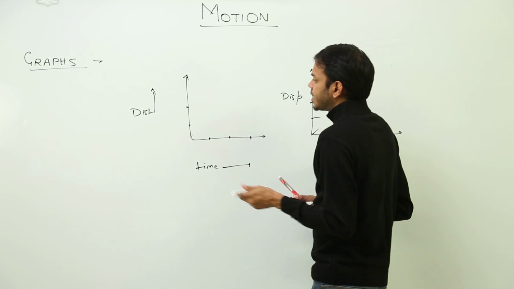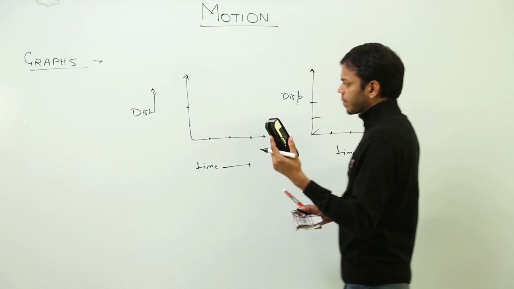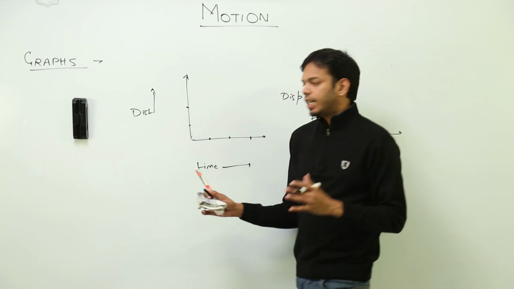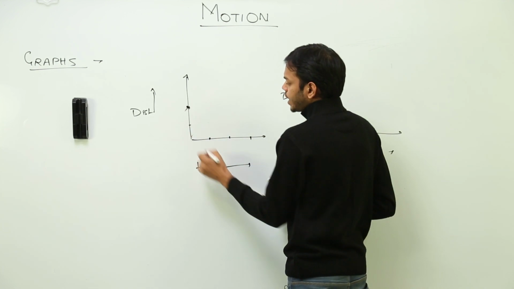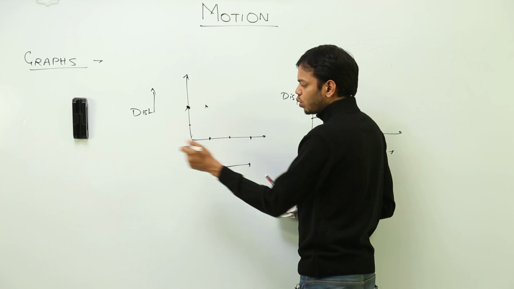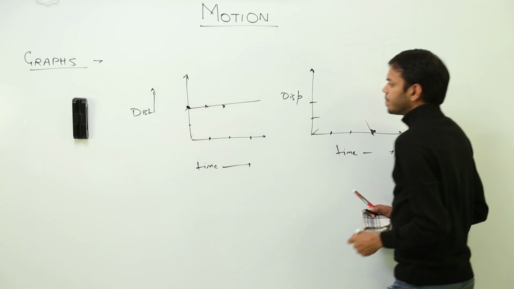So the object is at rest. Suppose this marker, or this duster, is at 2 meters from my position, right? So at t equal to 0 it is at 2, at t equal to 1 it is still at 2, at t equal to 3 it is still at 2. So that means this will be a straight line.